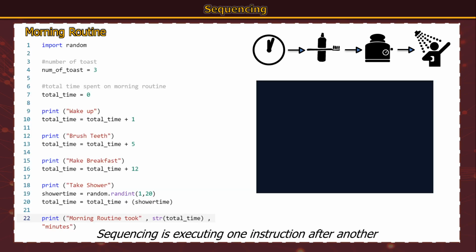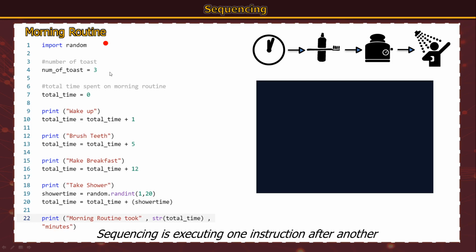Let's take a look at an example of sequencing within a program. Sequencing is where there is no if statements, while loops or for loops within that particular part of the code. The instructions are simply executed one after the other. Here we start on import random and we execute this instruction.